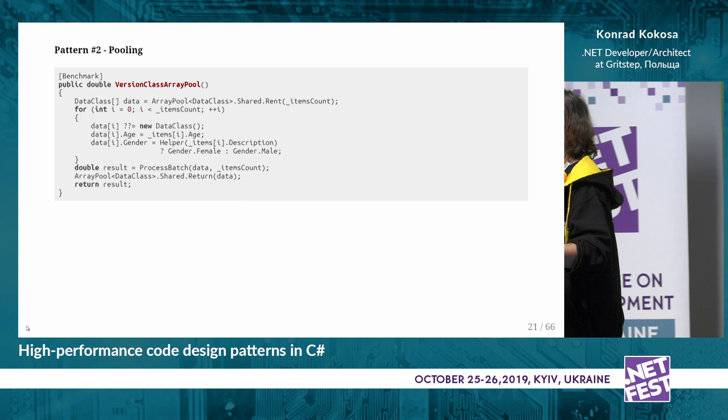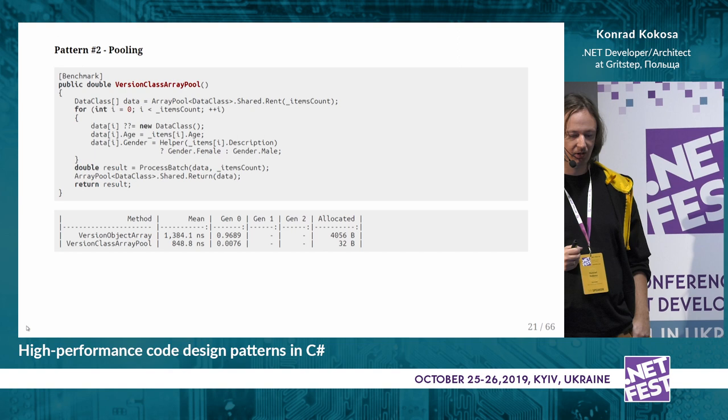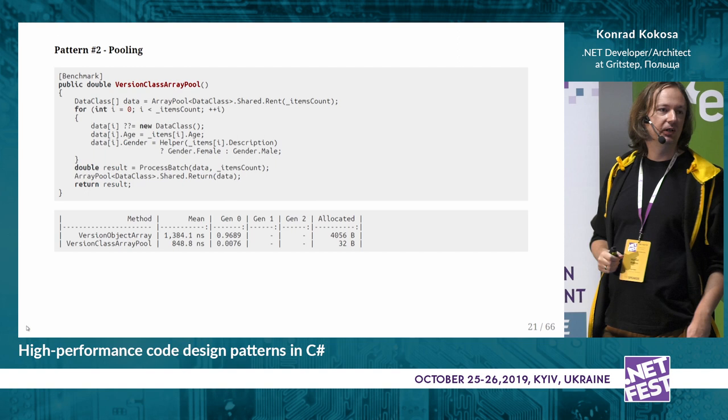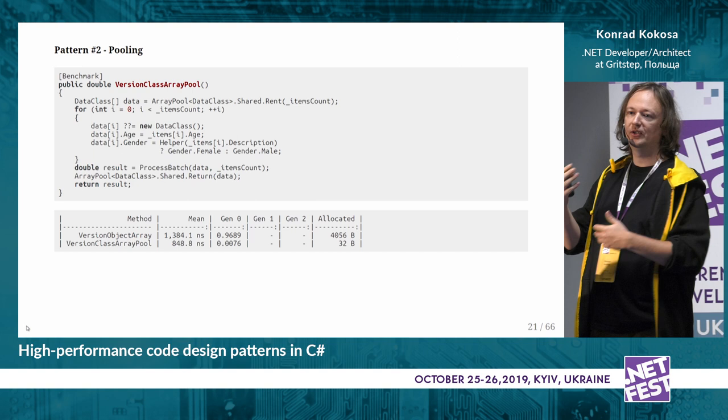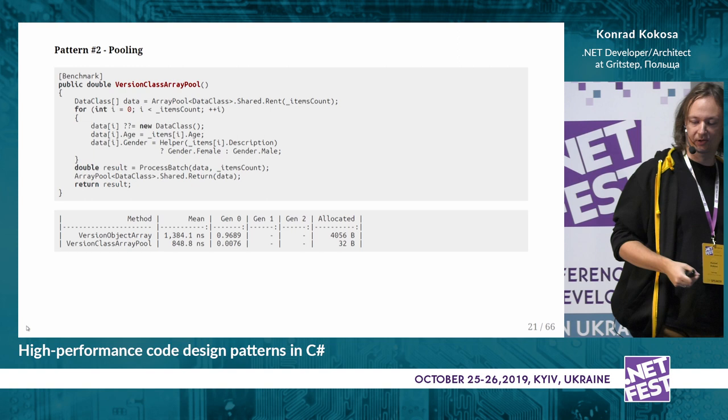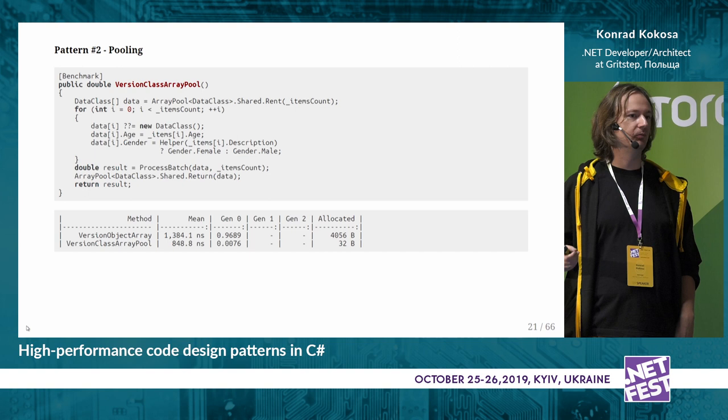The API didn't change a lot, but the result is quite important for us, because now the code is almost twice as fast, just because we are omitting the cost of creating an array. And moreover, as you can see in the allocated column, we are almost not allocating anything, because we are just reusing the same arrays every time we need an array. There is only 32 bytes allocated for some enumerator here, but the array itself is not being allocated. And in this very first version, we allocated 4 kilobytes per method call, so it was quite big. We tremendously reduced the number of allocations here.